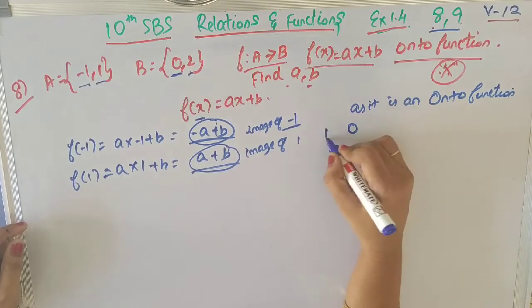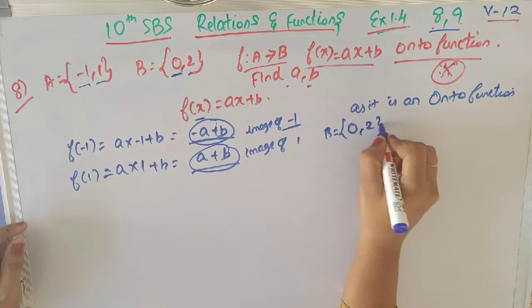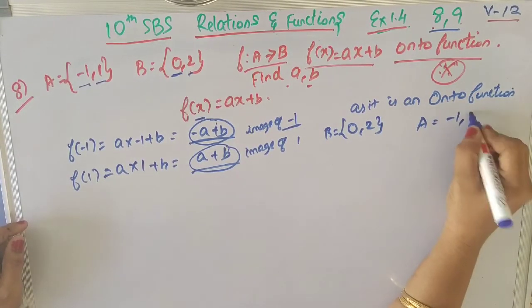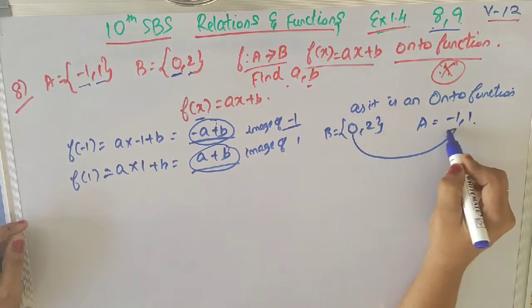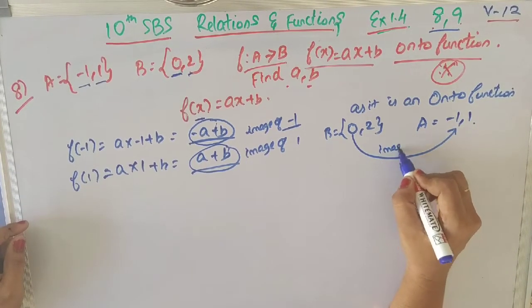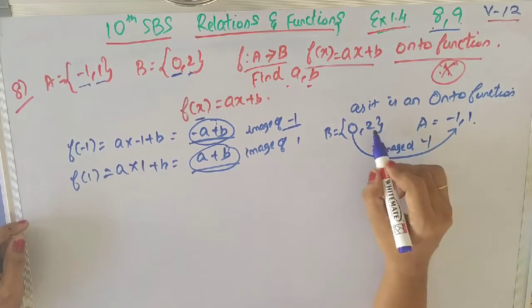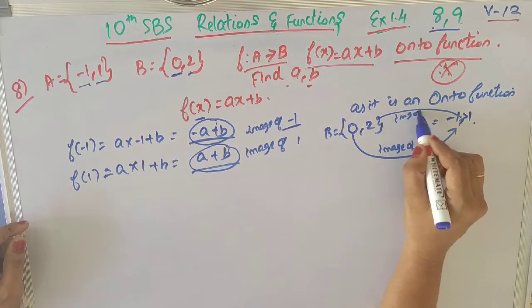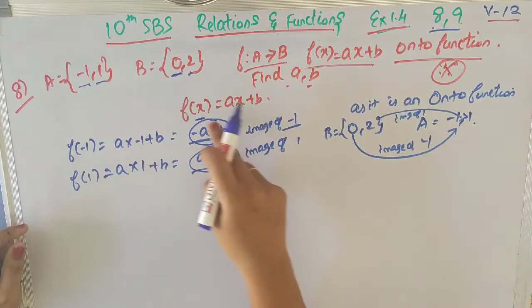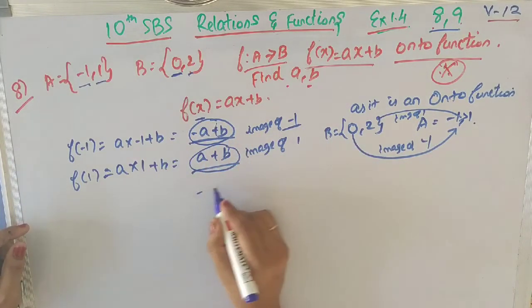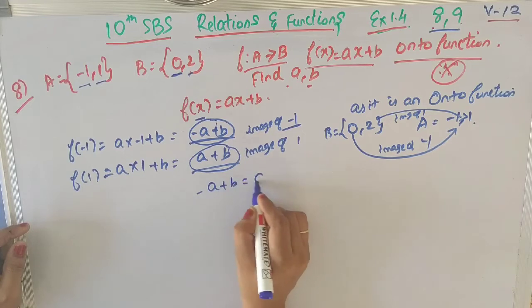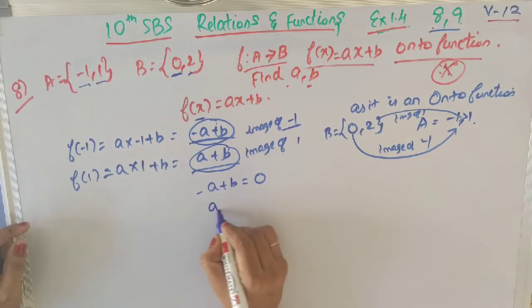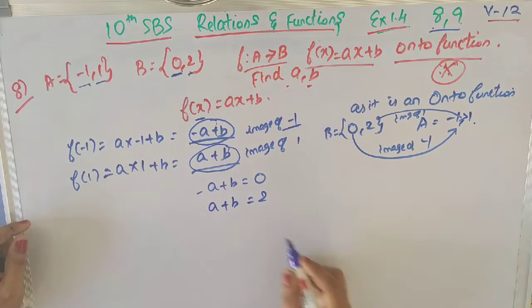So here B is equal to {0, 2}. What is 0 in B? It is the image of -1. What is 2 in B? 2 is the image of +1 in A. But what we have found? The image of -1 is minus a plus b, which is equal to what is given in the question, 0. a plus b is 2.